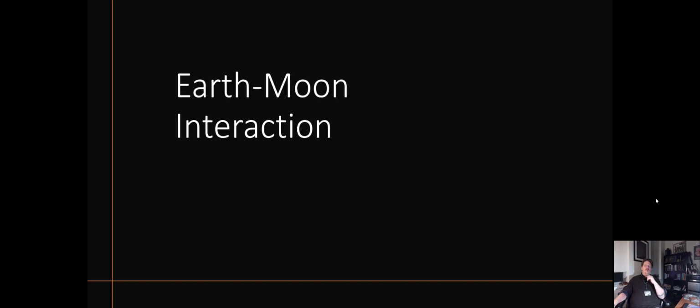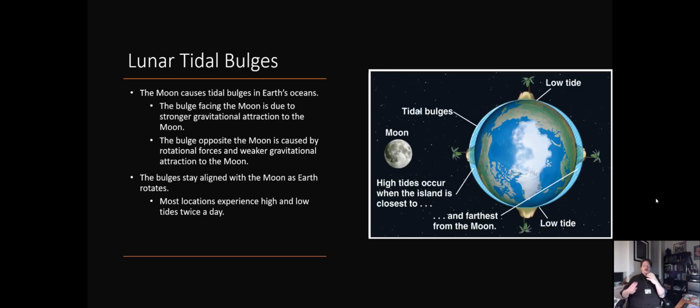Now let's talk about the Earth-Moon interaction. First, let's talk about the lunar tides. Now, obviously, hopefully, you've all experienced ocean tides at one point or another. These are a consequence of the moon's gravitational influence, and really more specifically, both the moon and the sun. But we'll get to what the sun does in a moment. Let's just concentrate on the moon.